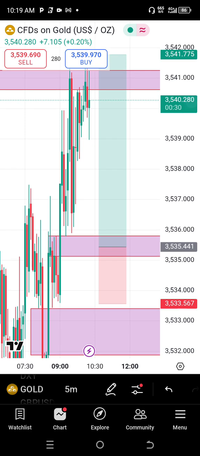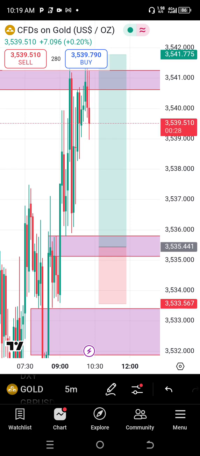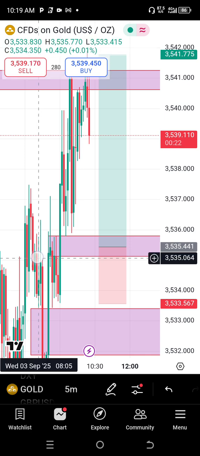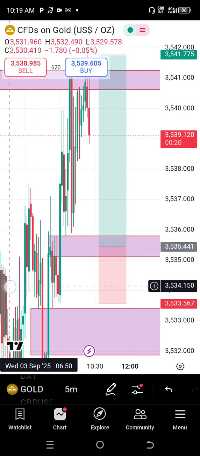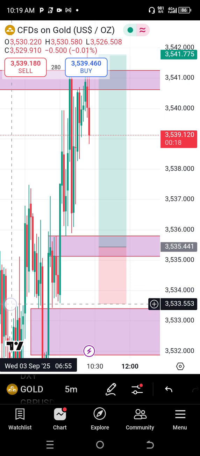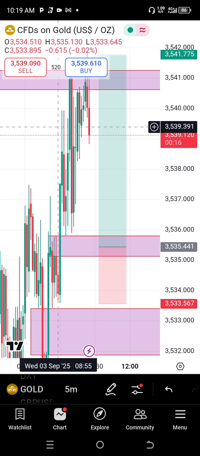So I can actually share this setup if it actually works. You can enter into this trade whenever it comes to 3,535. Put your stop loss on 3,533 and then begin to buy.